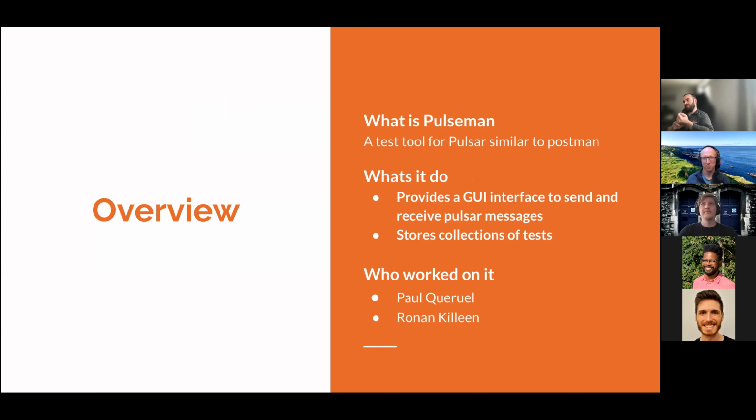So the overview. Pulseman itself is a test tool for Apache Pulsar. Apache Pulsar is a queuing technology. I'm going to go into what it actually is in a little bit. I created this tool just to act like Postman, to send messages and receive messages off the queue, and just store collections of tests that could be shared. I also worked with Paul Corral and Dublin Kotlin. They had that too, so just give them a mention.